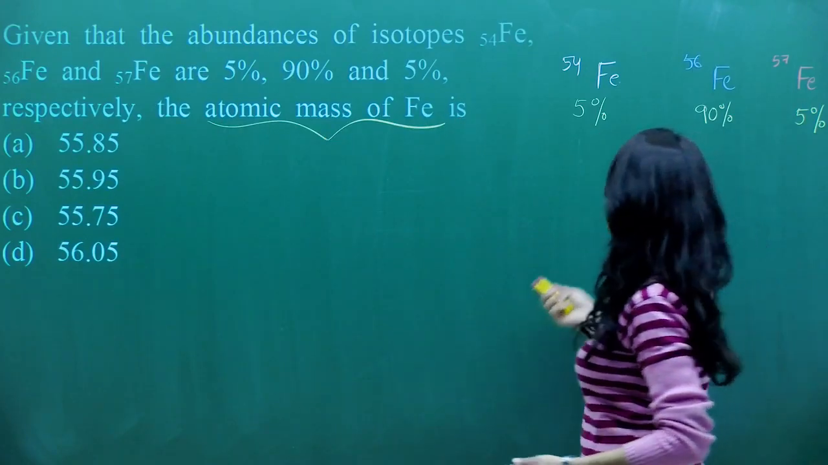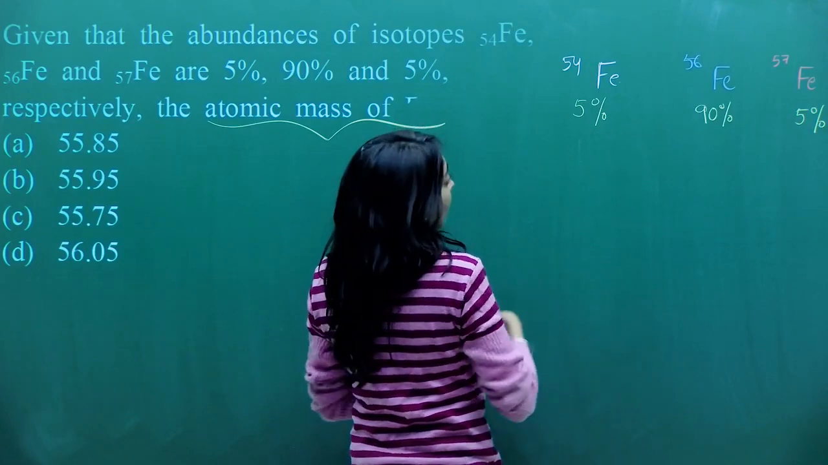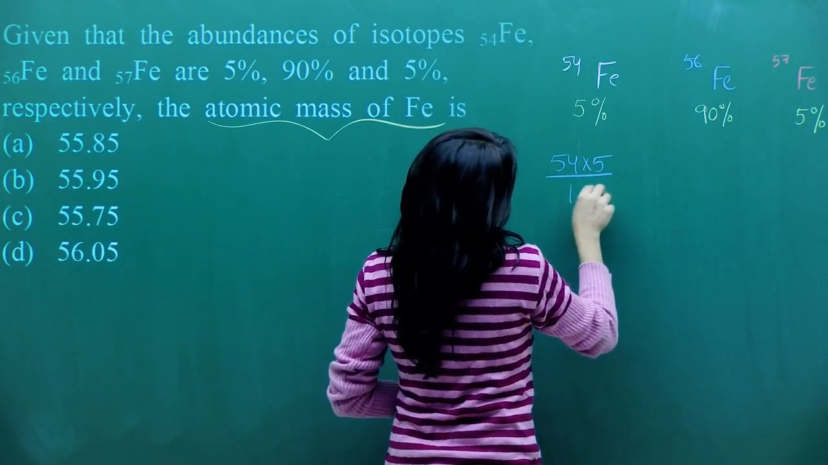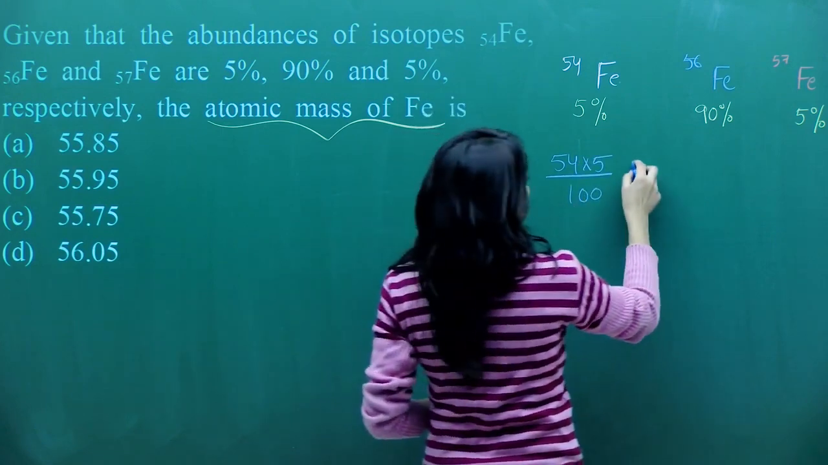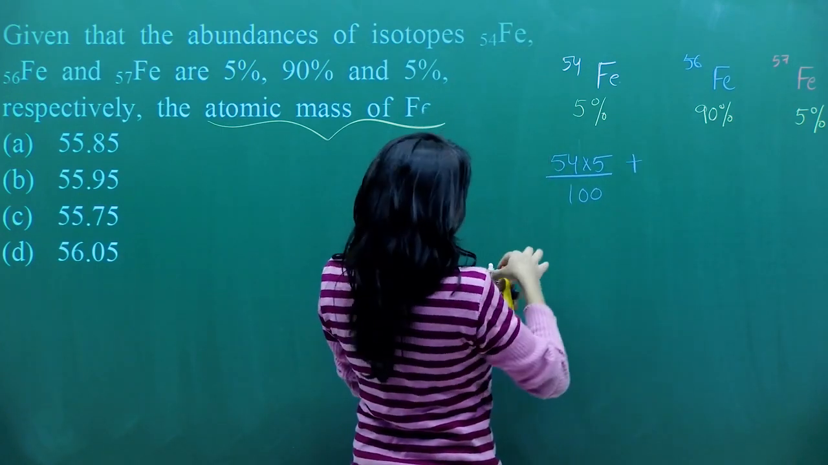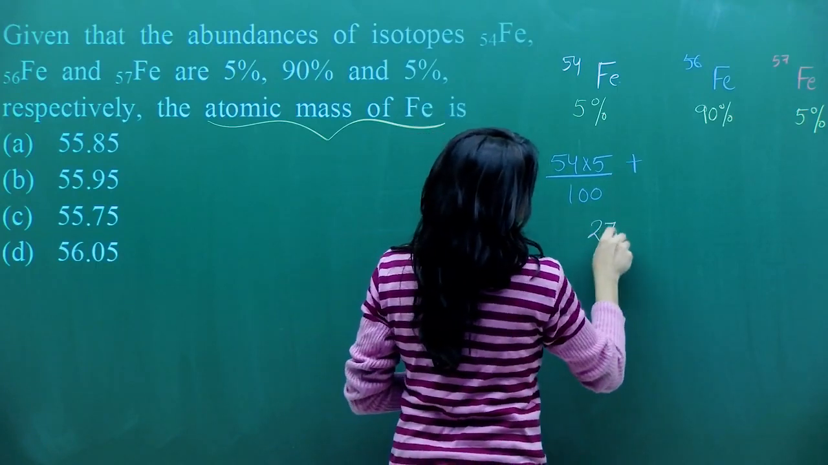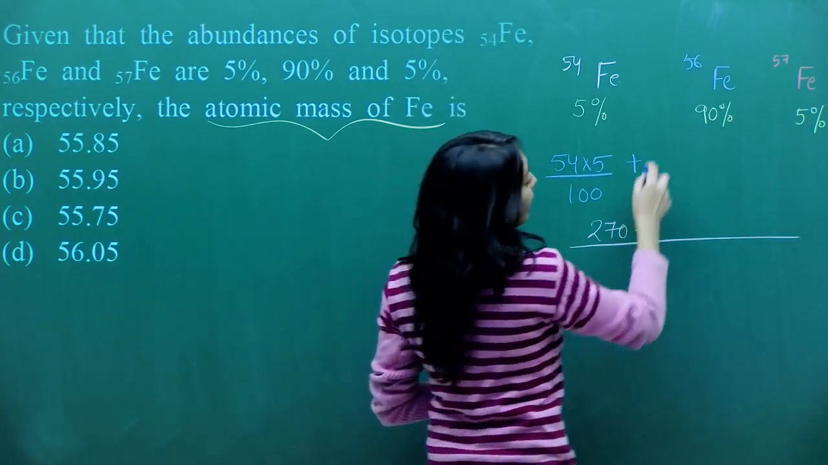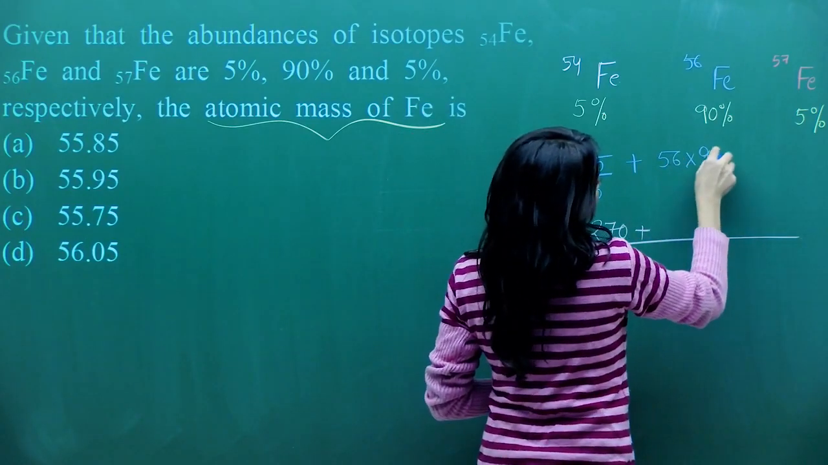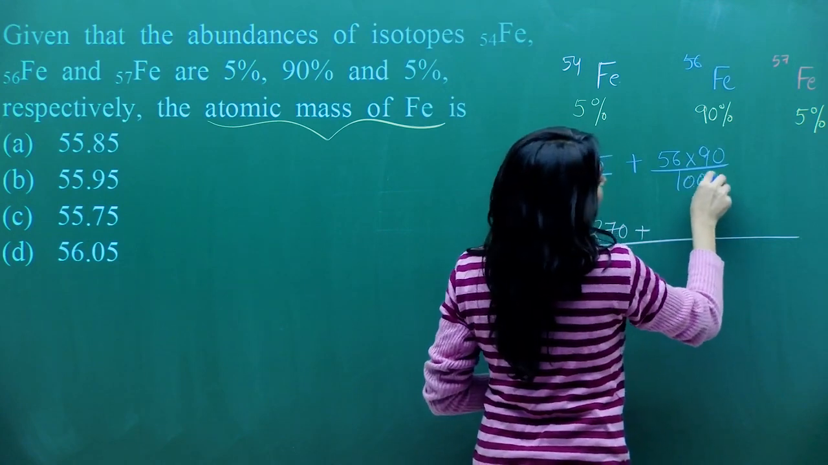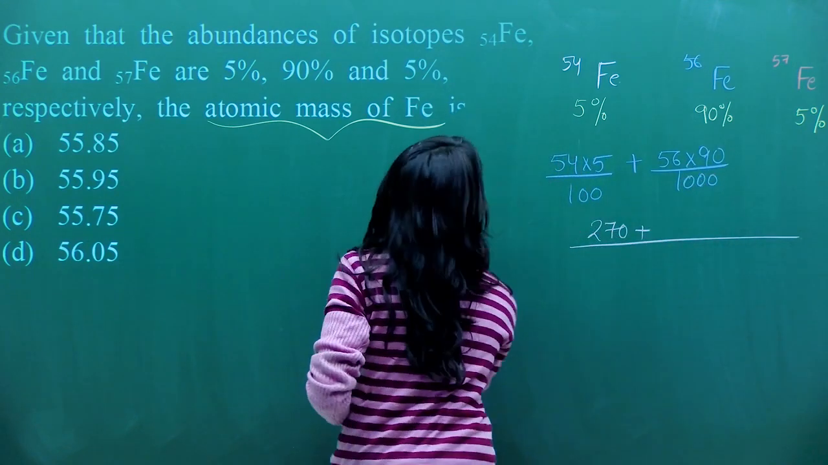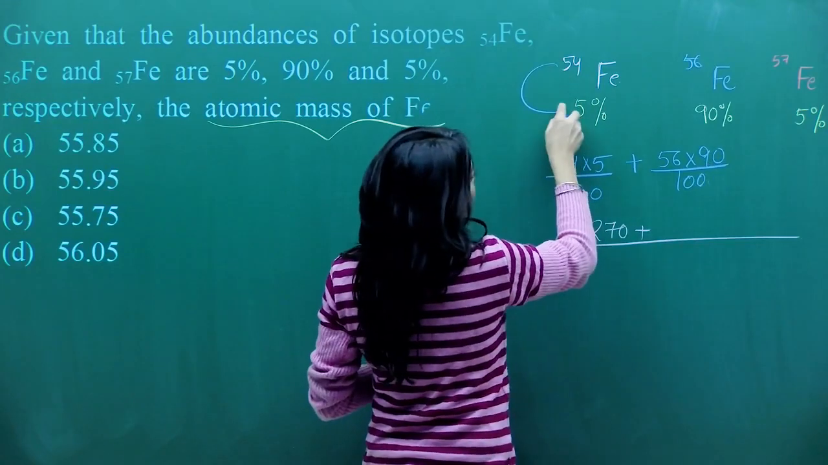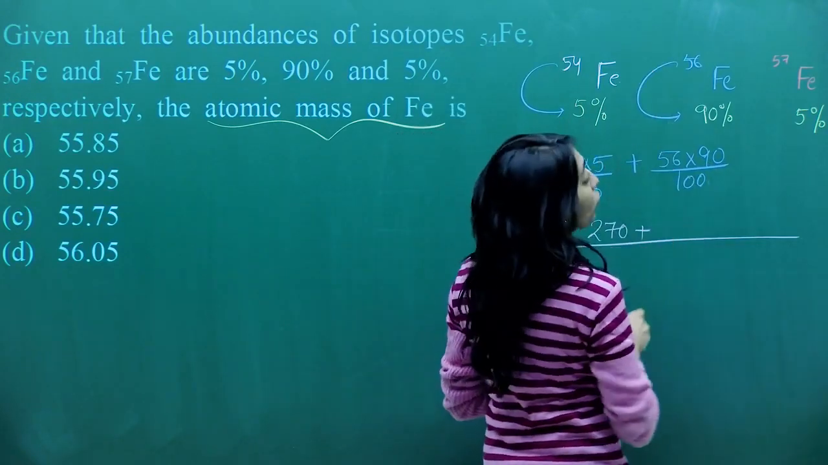So that's very simple. What you'll do, let's start by writing 54 into 5 divided by 100 plus, if you solve it, this will come out to be something like 270, plus 56 into 90 divided by 100. I'm so sorry, it should be a factor of 100, right? Like this, 54 into 5 by 100, 56 into 90 by 100.